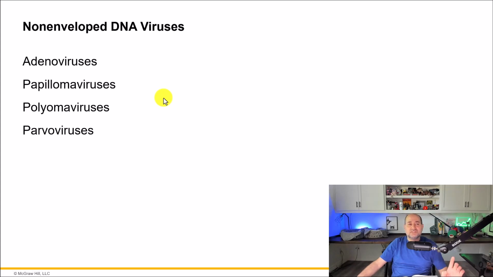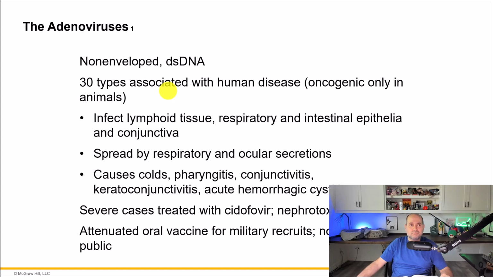Let's move on to the non-enveloped DNA viruses next. Let's start with the adenoviruses. Again, this is a non-enveloped double-strand DNA virus. 30 types are associated with human disease. Adenoviruses infect lymphoid tissue, respiratory and intestinal epithelia, and the conjunctiva of the eye. They can be spread by respiratory and ocular secretions.